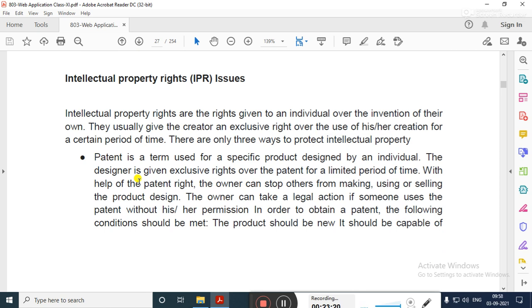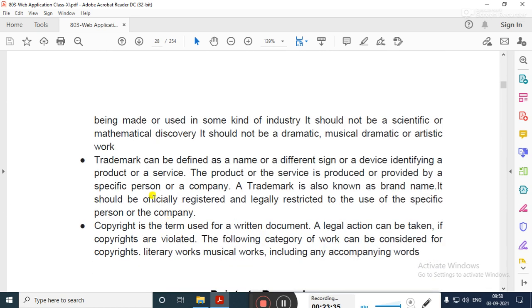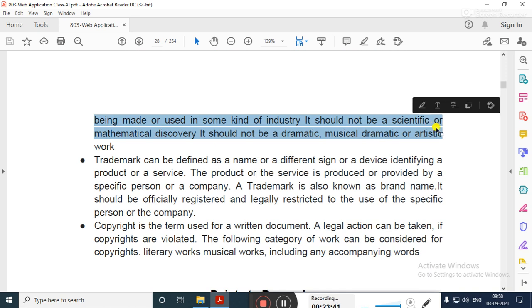With the help of the patent right, the owner can stop others from using or stealing the product design, and the owner can take legal action if someone uses the patent without his or her permission. In order to obtain a patent, the following conditions should be met: the product should be capable of being made and used in some kind of industry, and it should not be a scientific or mathematical discovery, nor a musical, dramatic or artistic work.